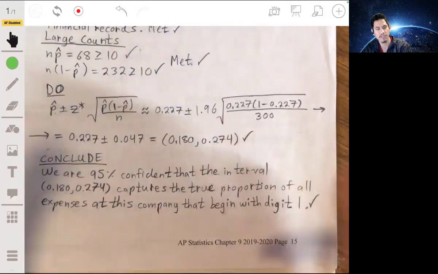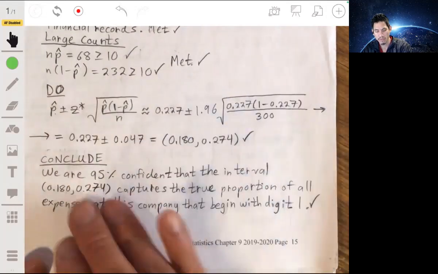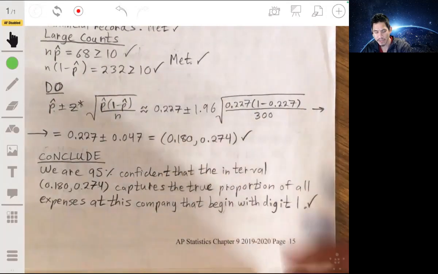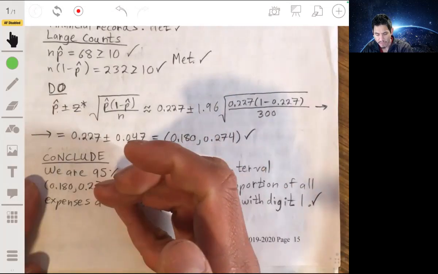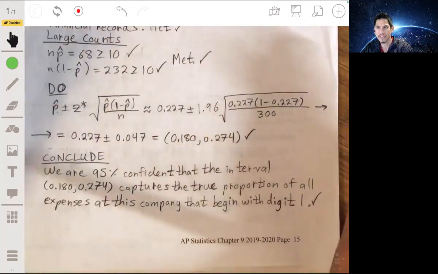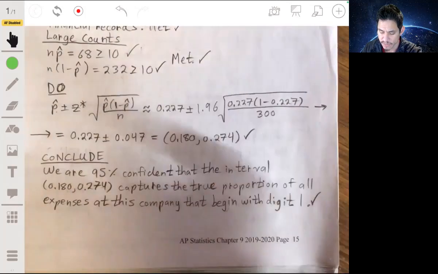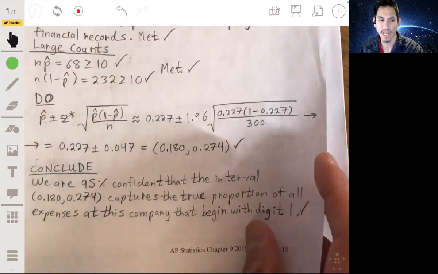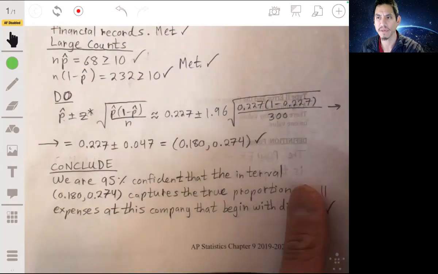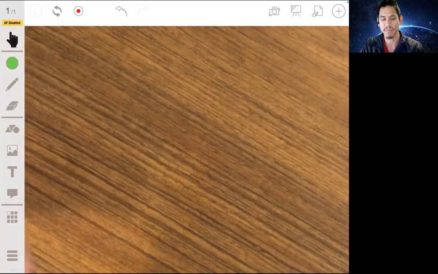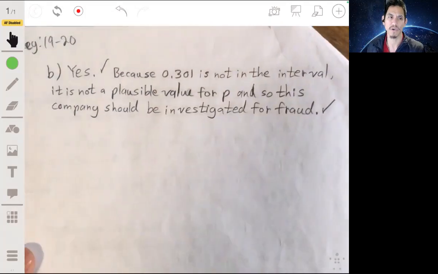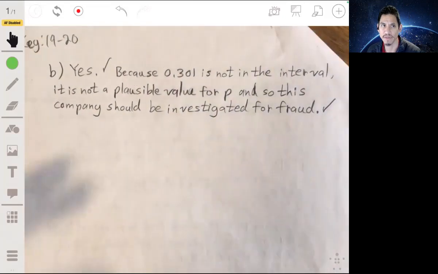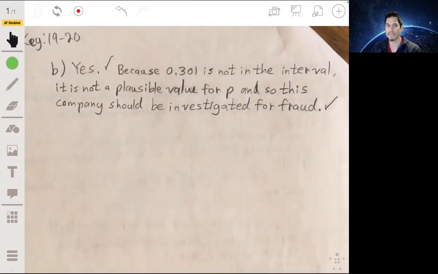And again, just think logically. Well, of course it does. Why? Because this doesn't have 0.301 in the interval. So if it doesn't have 0.301 in the interval, it's basically saying that it doesn't consider it to be a plausible value. Now, remember, we say plausible not to mean possible. We just say plausible to mean reasonable, like a reasonable guess based on our statistical analysis. So they both lead to the same conclusion.